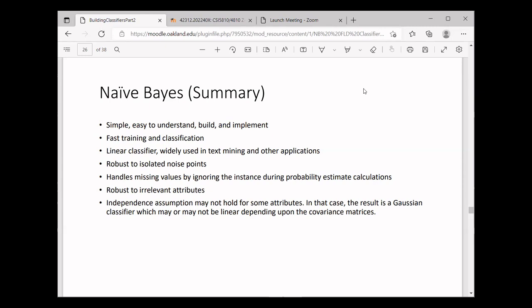It turns out that depending upon what kind of correlation or covariance matrix you end up with, your resulting boundary might still be linear or it might be a quadratic boundary. Such classifiers are typically known as Gaussian classifiers because you are making full use of the multi-dimensional Gaussian distribution.